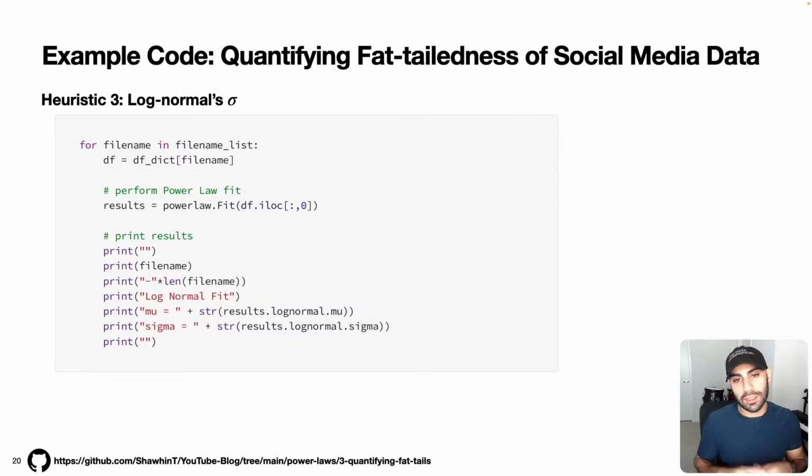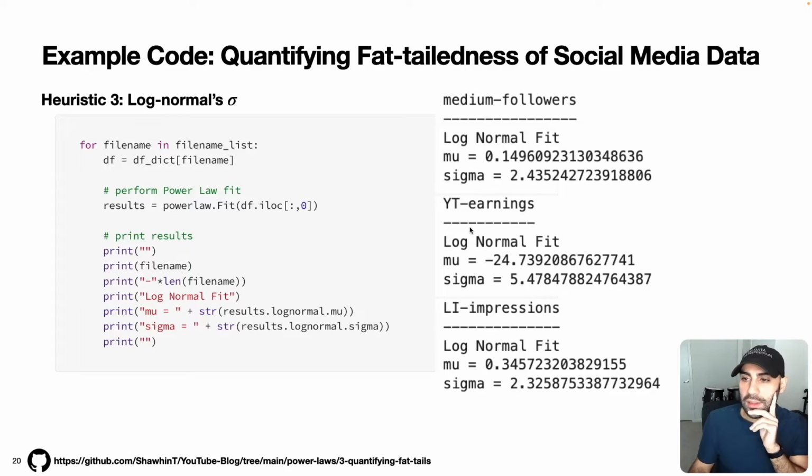Heuristic number 3, this is very similar to heuristic 1. We just load in the data, do the power law fit. It's actually the same exact syntax here. The only difference is that when we print the results, instead of extracting the alpha and X min value from the power law fit, we're extracting the mu and sigma value from the log normal fit. And so that's one cool thing about this power law library. When using this fit method, it'll automatically estimate the power law distribution parameters and the log normal distribution parameters.